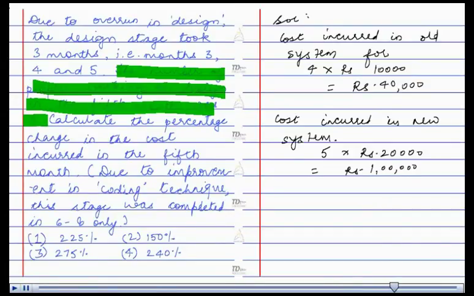Therefore, percentage change is equal to 1 lakh minus rupees 40,000 upon rupees 40,000. This implies 150%. Therefore, answer is option 2.